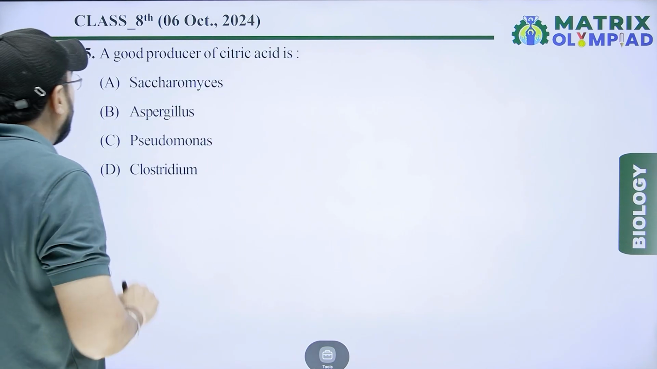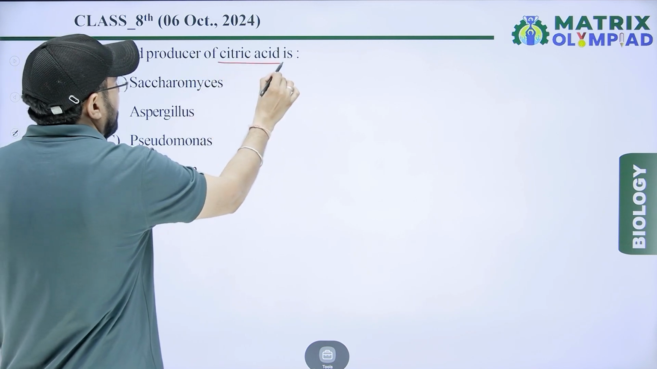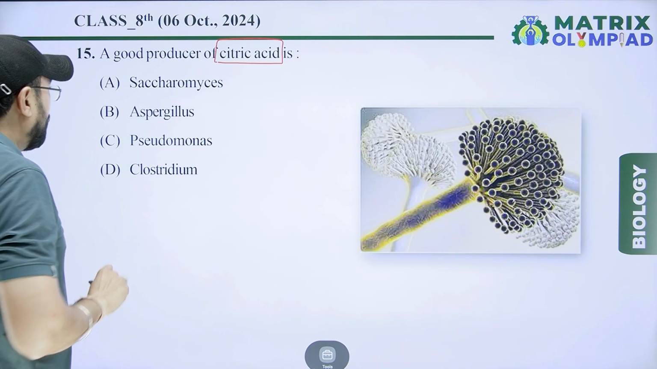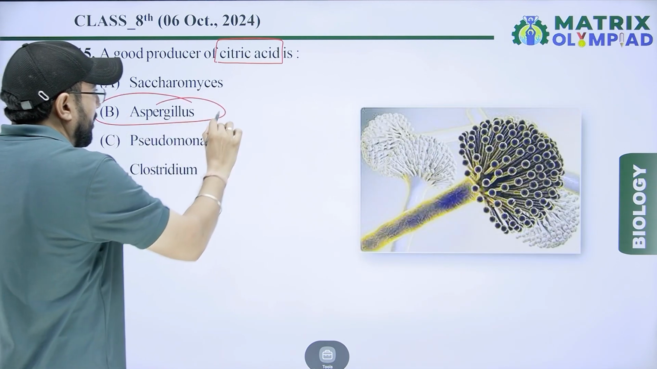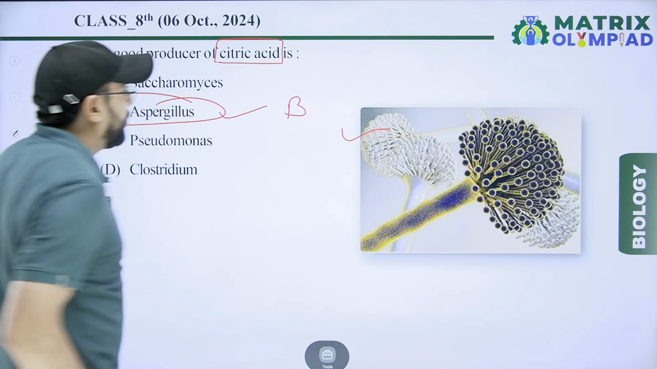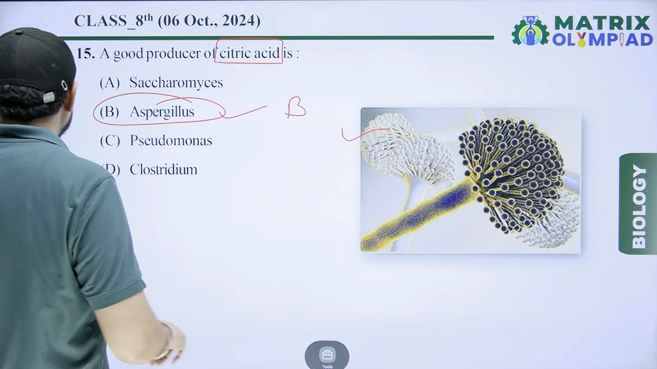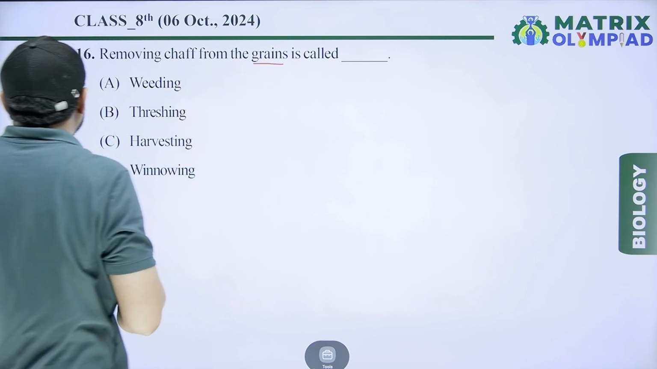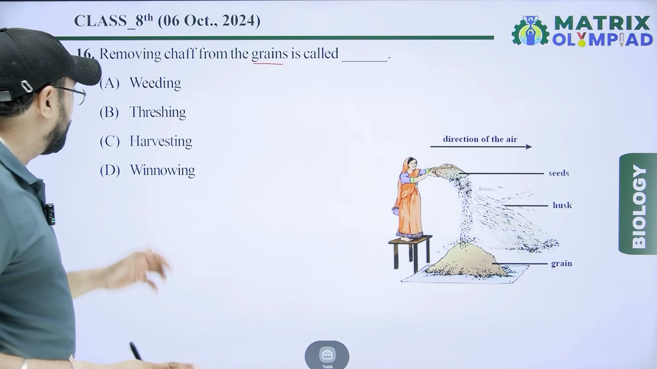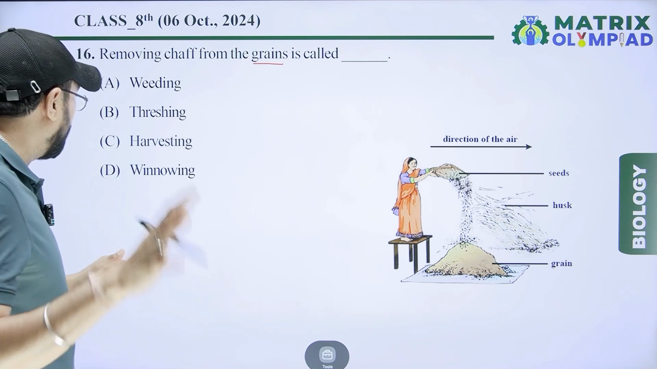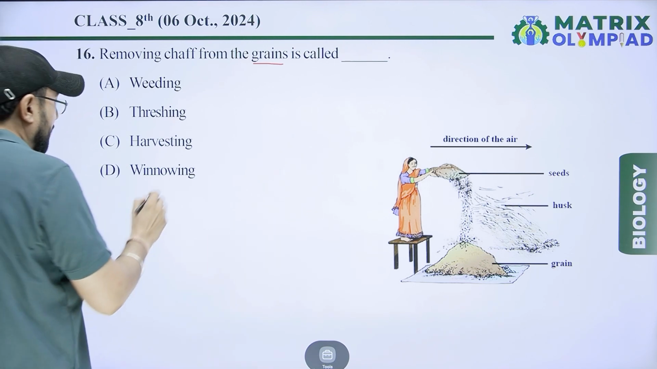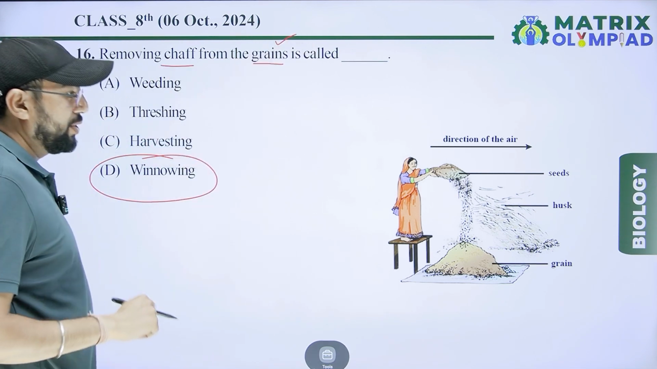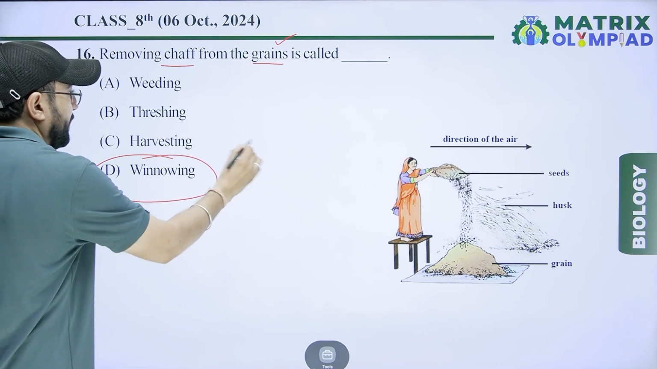Next question is, a good producer of citric acid is Saccharomyces cerevisiae, or Aspergillus niger. Option B is the right answer for citric acid. Next question is, removing chaff from the grain is called weeding, threshing, harvesting, or winnowing. Winnowing is the method in which chaff is removed from grains. So the right answer is option D.